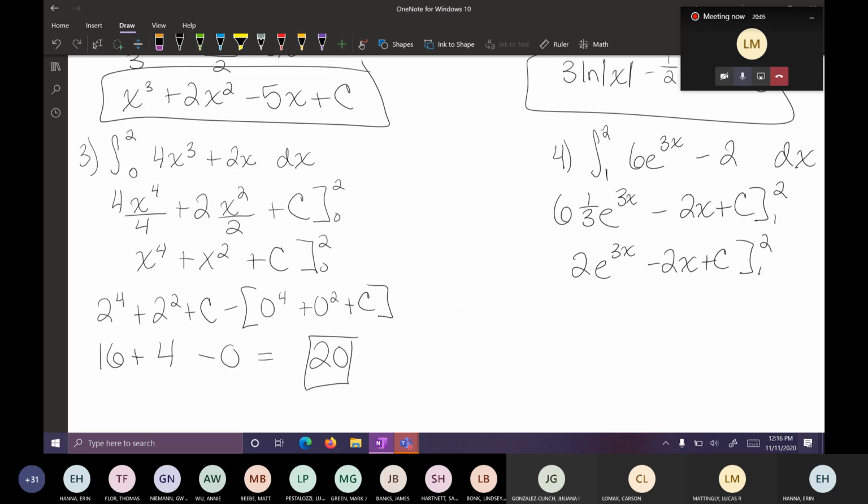So I've got my antiderivative. I'm going to plug in my top bound, so 2. Everywhere I see an x, I'm going to put it in. Then I'm going to subtract what I get when I plug in 1. I'm going to run out of space.